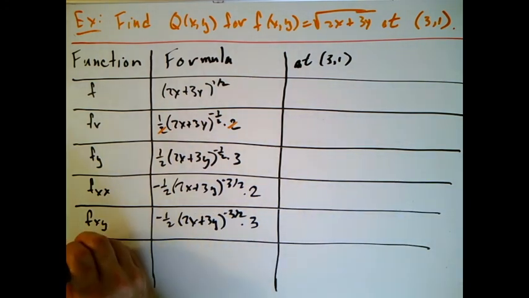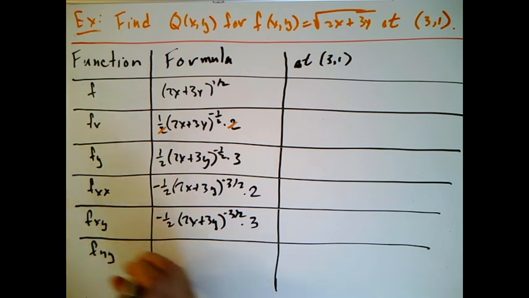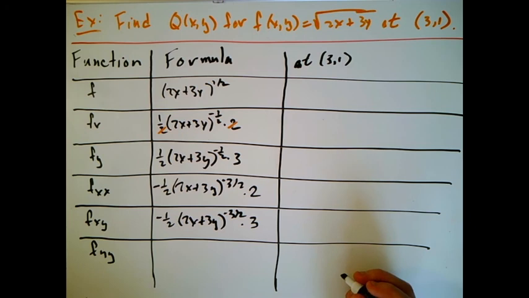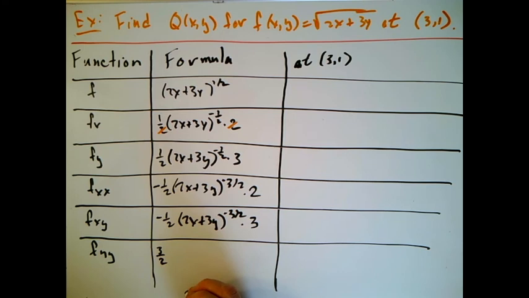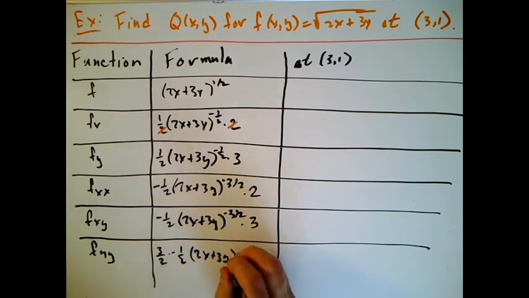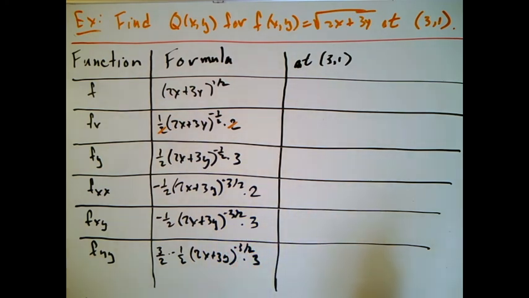I do need fyy though. So for fyy, I need to look at my formula for fy. I'm going to pull out the 3/2 before I take the derivative, and now I'm going to take the derivative, so it's going to be minus 1/2 times (2x plus 3y) to the minus 3/2 times 3, and that's the only one I think where I actually have to do some simplifying. That's going to equal minus 9/4 times (2x plus 3y) to the minus 3/2.